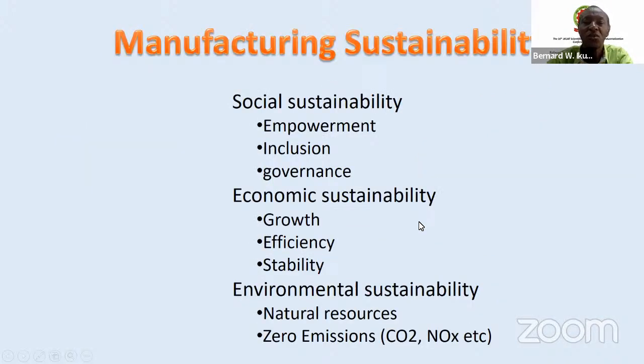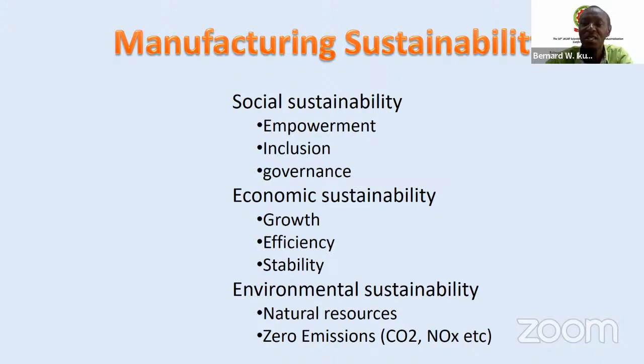So we are also talking of sustainability. It's key that when you are undertaking manufacturing activity, it is also sustainable. And there are actually three elements. You're talking of the social, economic, and environmental sustainability. So with the social sustainability, you're talking of empowerment, inclusion, and also matters of governance.